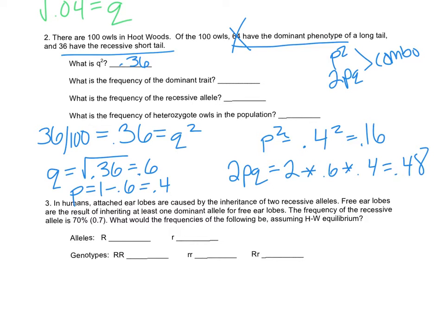I'll then refer back to my question, the frequency of the dominant trait. How many of them are dominant? Well, my question said 64 of them were dominant. So 64 out of 100, or 0.64, were dominant. The frequency of the recessive allele is asking me for either p or q, and it's asking me for the recessive one, which is q. And the frequency of my heterozygotes is here, 0.48.